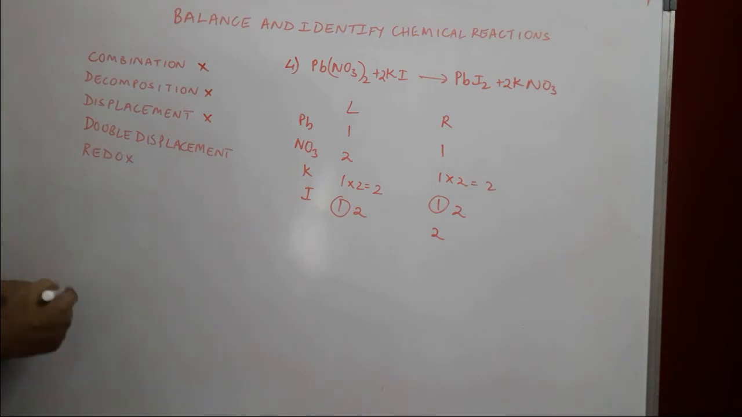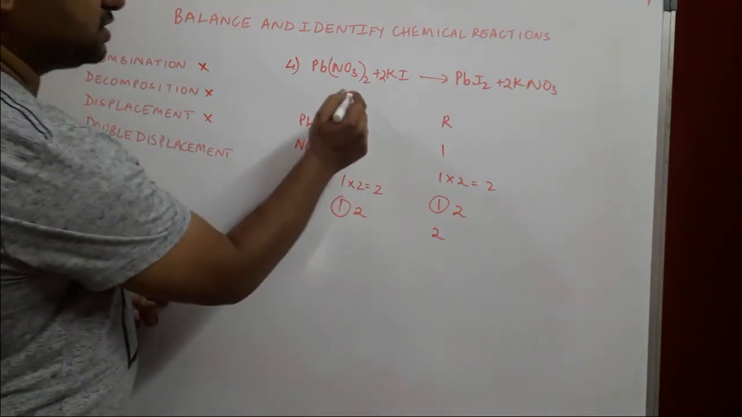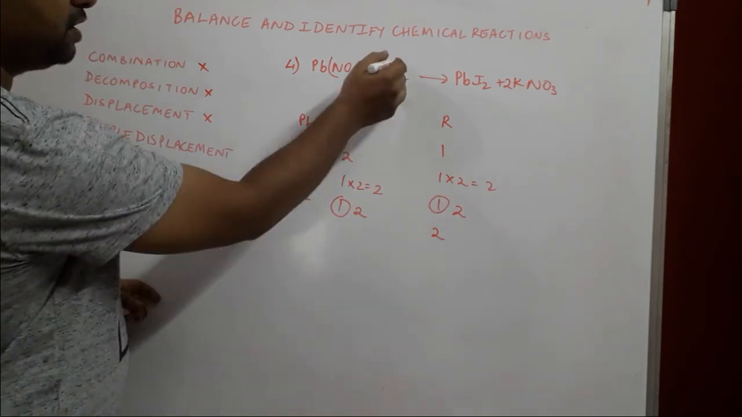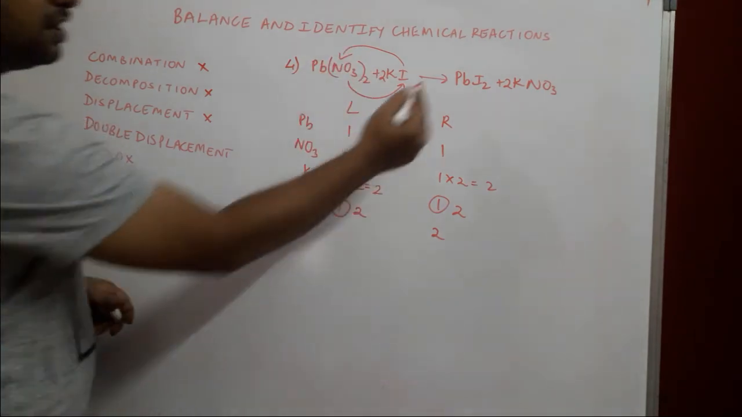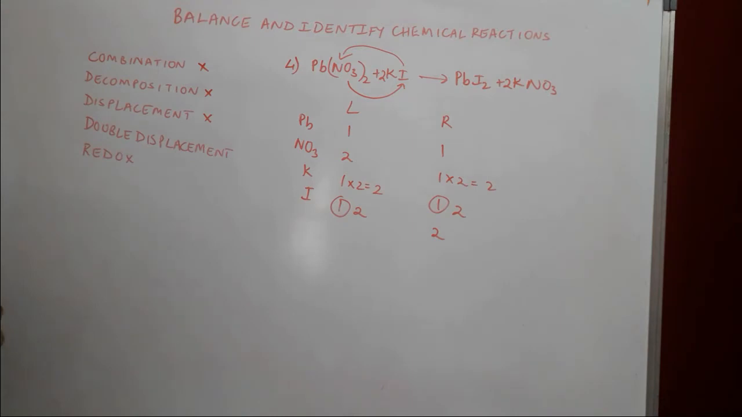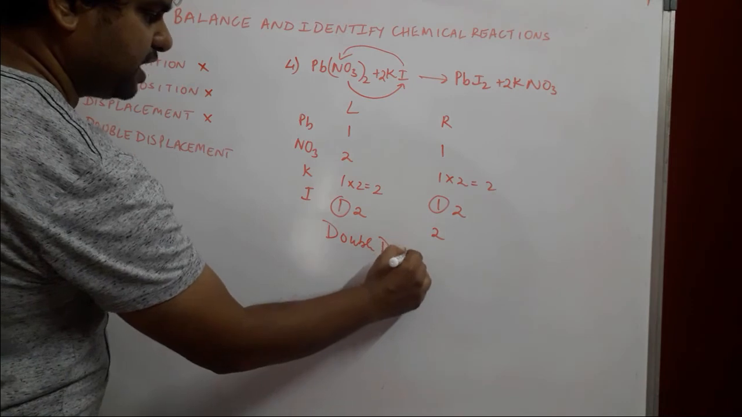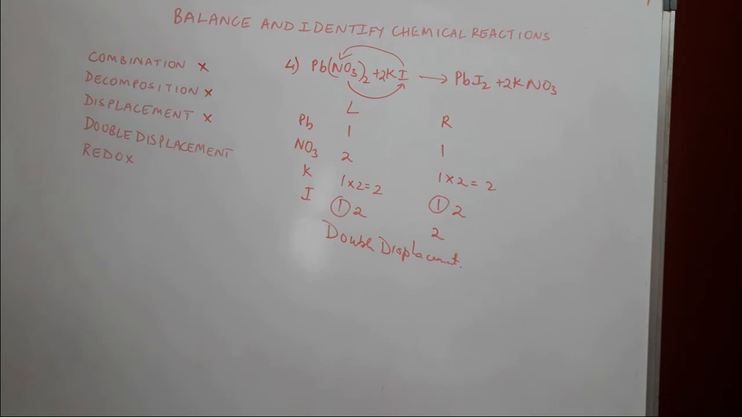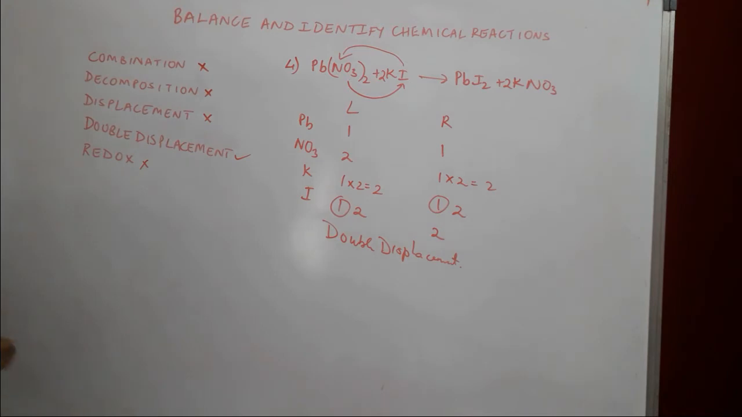What about double displacement? Yes, it is a double displacement, because if you have a look, both are ionic compounds, and they are exchanging partners. This one goes here to join up with potassium, and iodine comes in place of nitrate to join lead. They are just exchanging partners. As a result, this is a type of double displacement reaction. We need not go and check for redox reaction, we can rule it out. So this is a type of double displacement reaction.